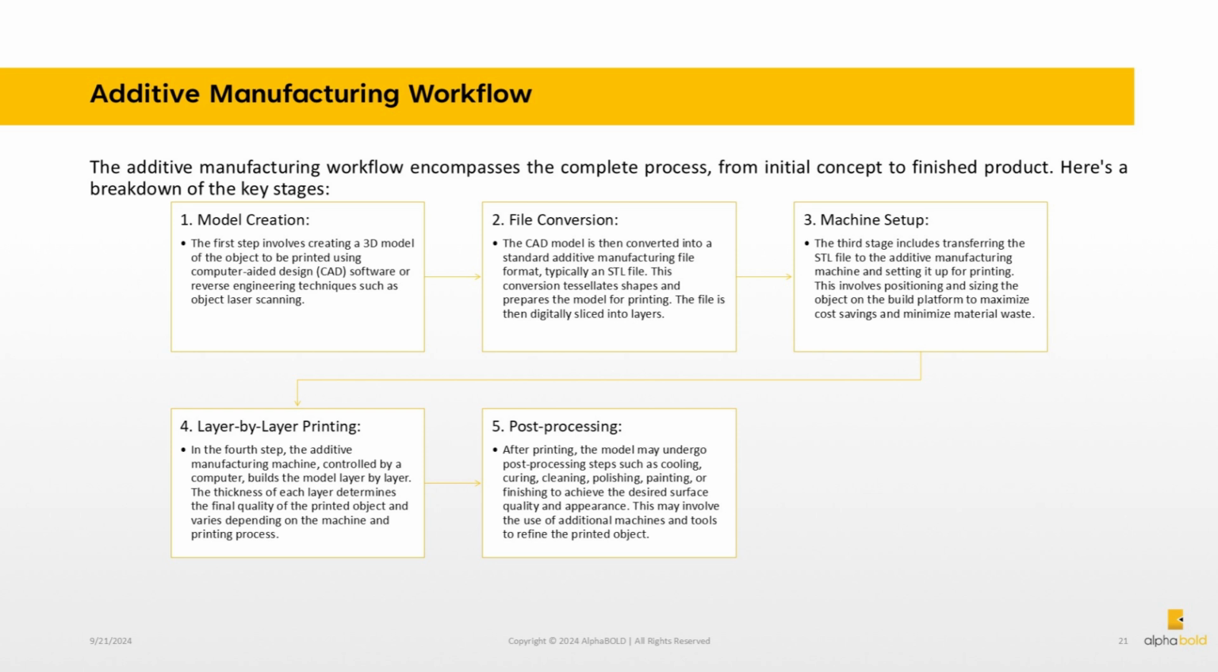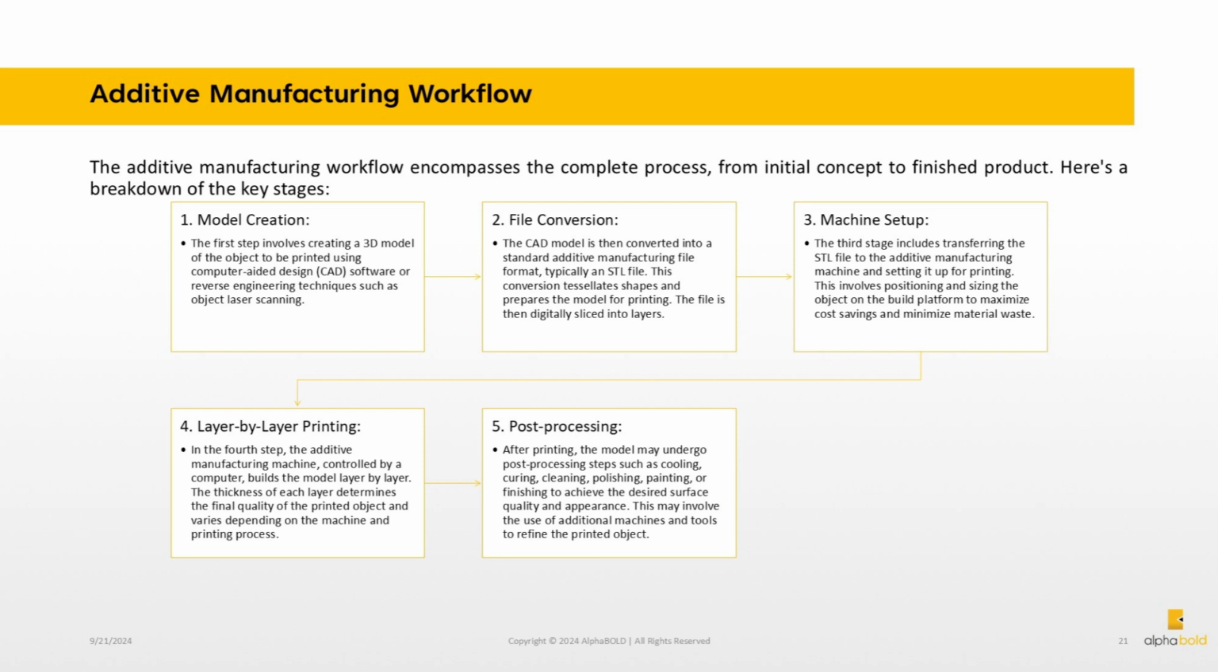3. Machine setup. The third stage includes transferring the STL file to the additive manufacturing machine and setting it up for printing. This involves positioning and sizing the object on the build platform to maximize cost savings and minimize material waste.